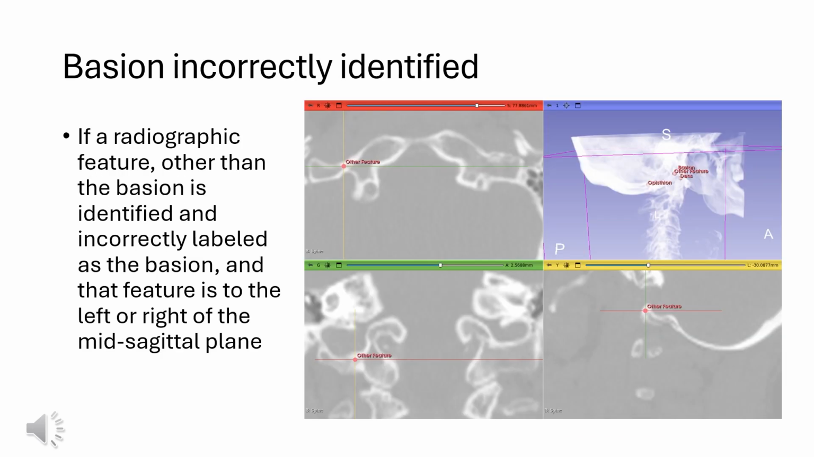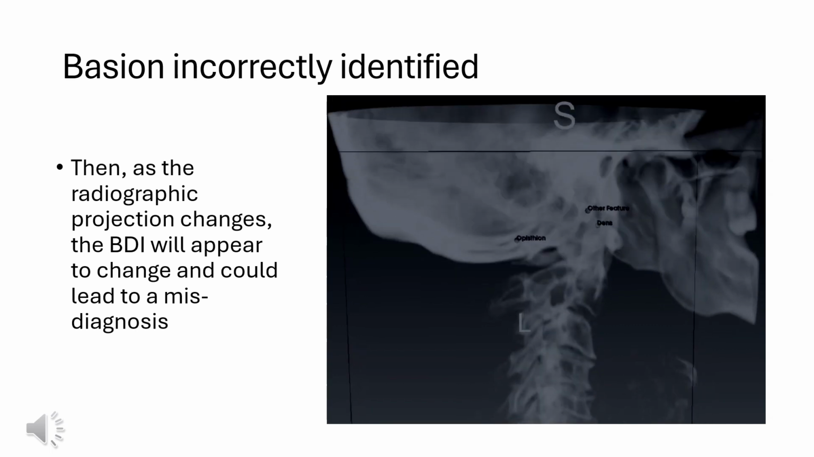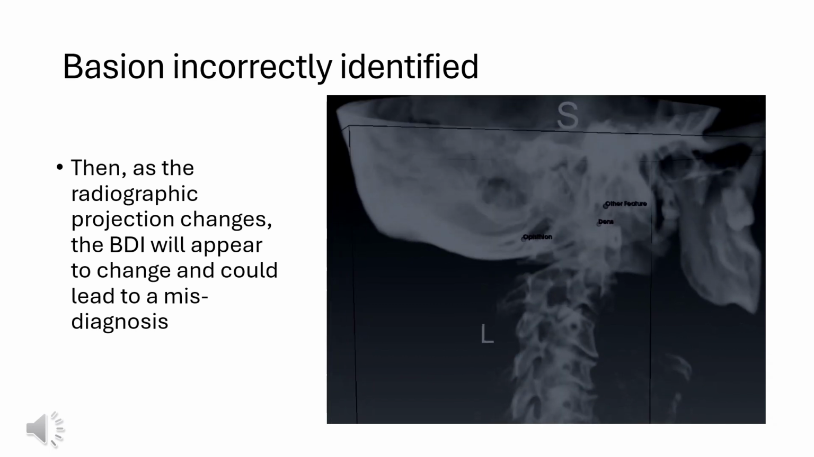If a radiographic feature other than the basion is incorrectly identified as the basion, particularly if the incorrectly identified feature is to the left or the right of the basion, then, as the radiographic projection changes, the BDI can change substantially, and this can lead to a misdiagnosis. It is very important to correctly identify the basion in the mid-sagittal plane.